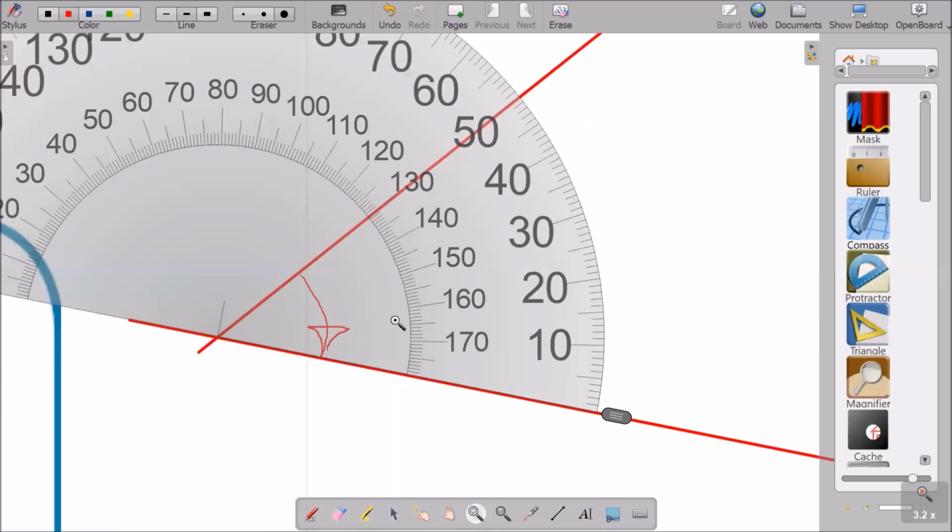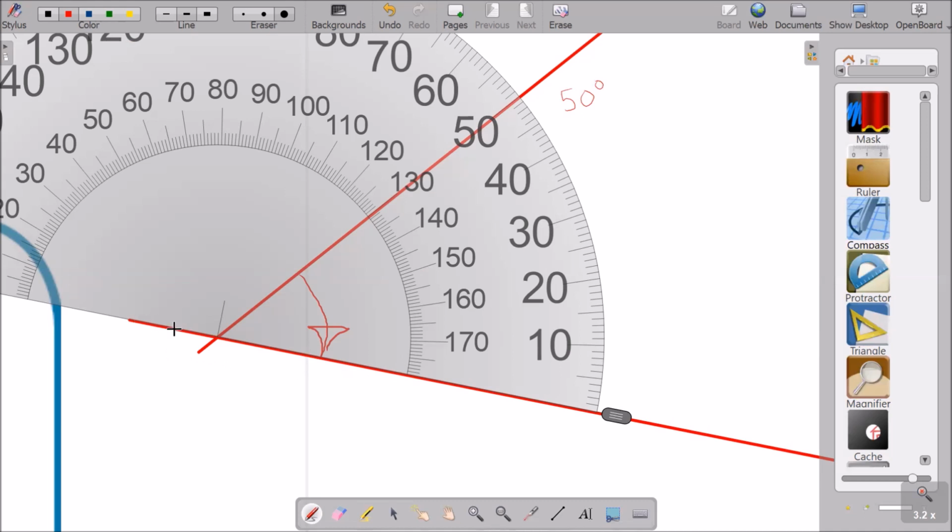So now how do we measure the angle? This angle, from the zero line, we start going up. So we use the outside scale because zero is starting there. 10, 20, 30, 40, 50. This is exactly 50 degrees.